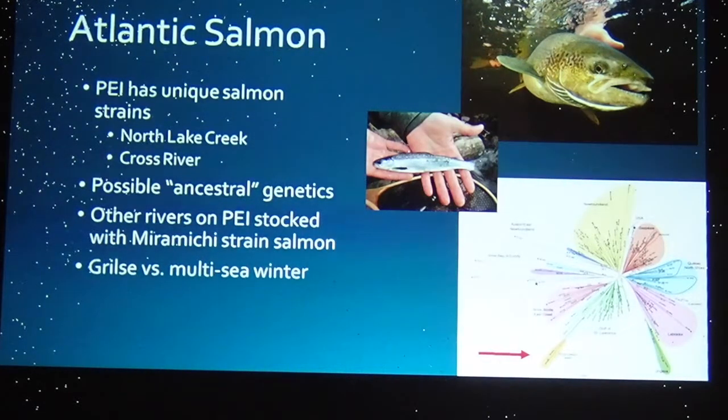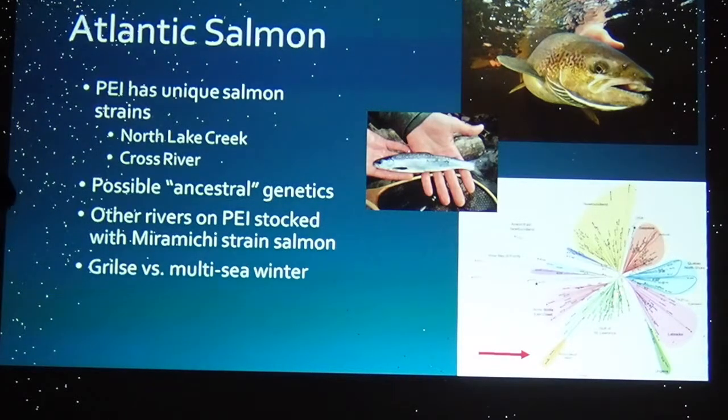A few years ago, there was a very important study for PEI salmon, and that essentially showed that PEI salmon have a very unique genetic strain. Don't worry about the details, just look at all the pretty colors. Essentially what all those colors are telling you is that there are different genetic groupings here. And then we have Considered Island. I think that was North Lake Creek and Cross River.